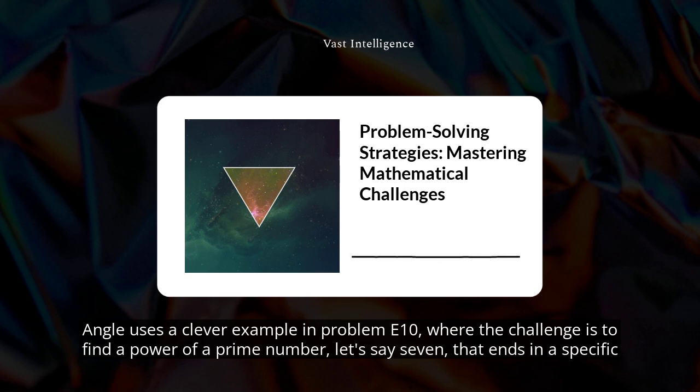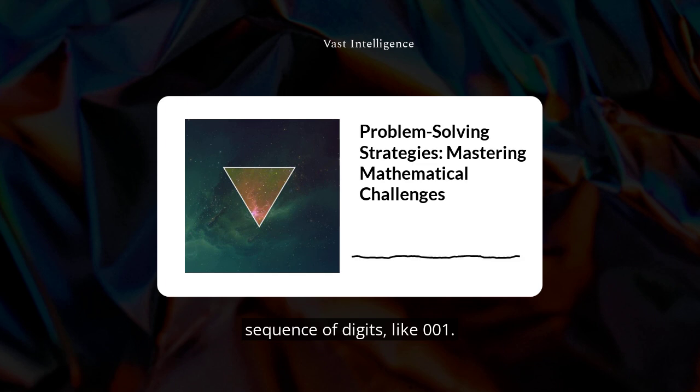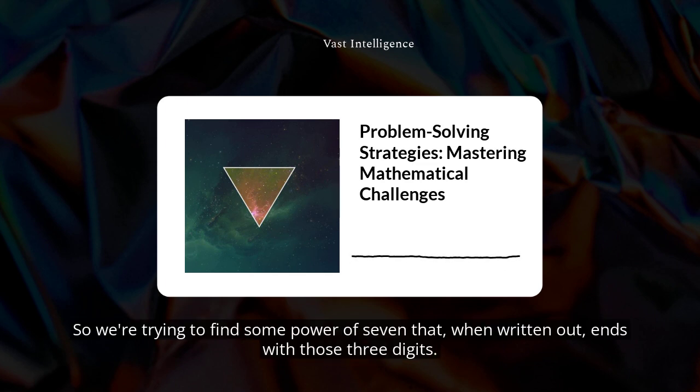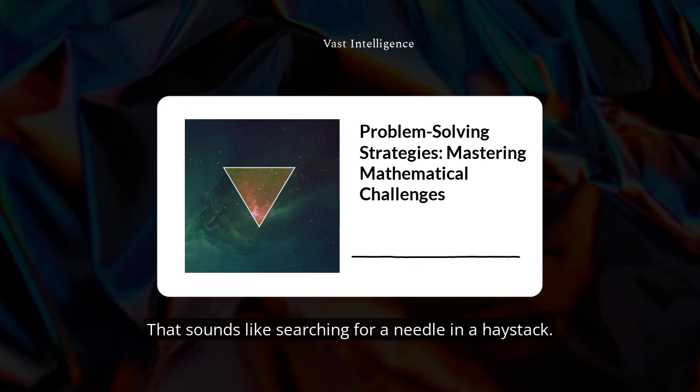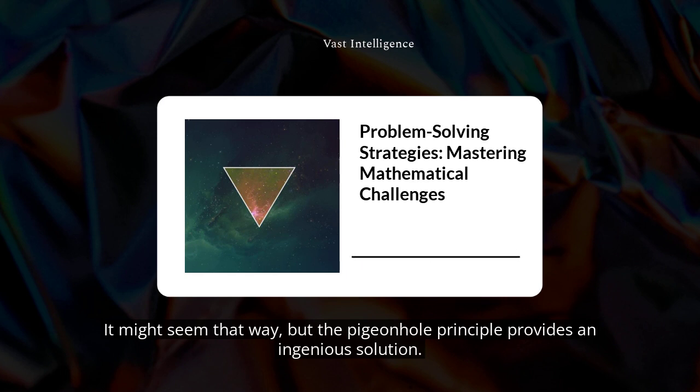where the challenge is to find a power of a prime number, let's say 7, that ends in a specific sequence of digits like 001. So we're trying to find some power of 7 that when written out ends with those 3 digits. That sounds like searching for a needle in a haystack. It might seem that way, but the pigeonhole principle provides an ingenious solution.